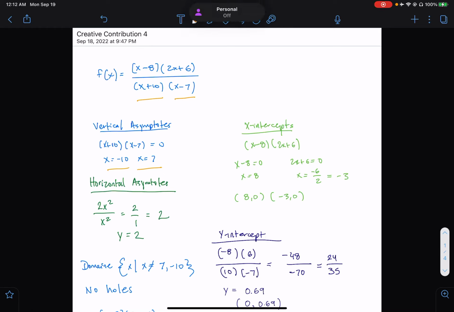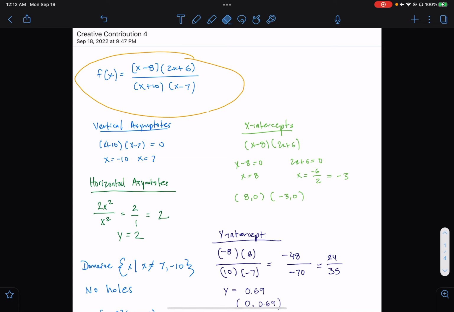So today I'll be talking a bit about a function and how to graph it. This specific rational function is right here. The first thing I did was find the vertical asymptotes. I did that by taking the denominator and equaling it to 0. And this is the answer I got: x equals -10 and x equals 7.